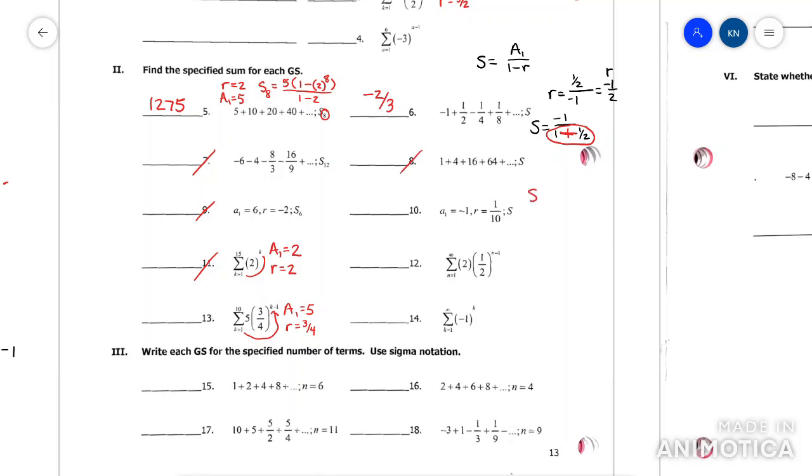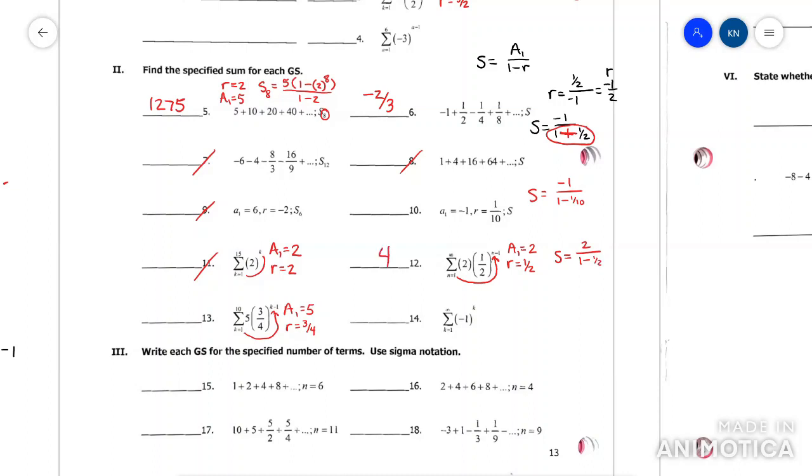Number 10, you're just doing that same equation, your first term, which was negative 1 over 1 minus your R, and just punch that in the calculator. Now these 12 and 14, you have to go get the first term by plugging in the 1 here. So if you plug in a 1, you would get 2. That's your first term here. And your R is 1/2, right? And so now you're just like, okay, S equals first term divided by 1 minus the rate. And so you'll get 4.